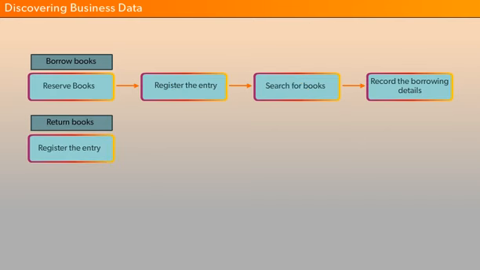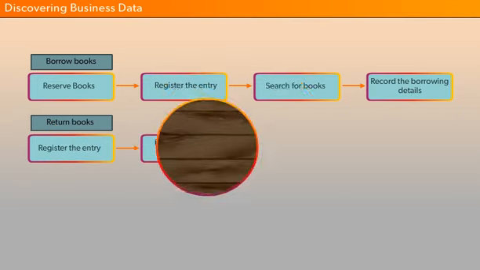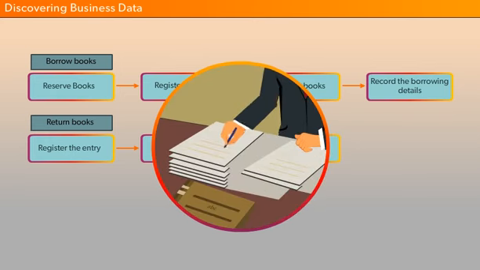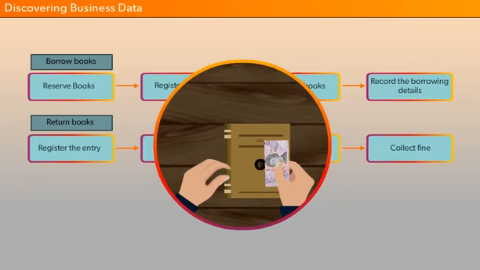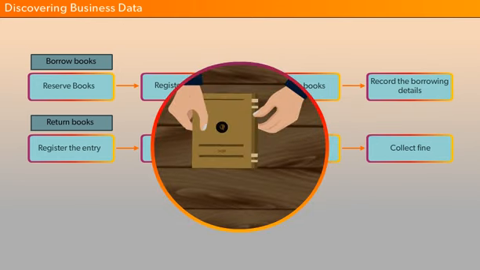Activities involved in returning books. Members register their entry in the library attendance register. They return the borrowed books to the librarian. The librarian records the details of the books returned. He also collects fine on late returns. The members may borrow some other books or just leave the library.